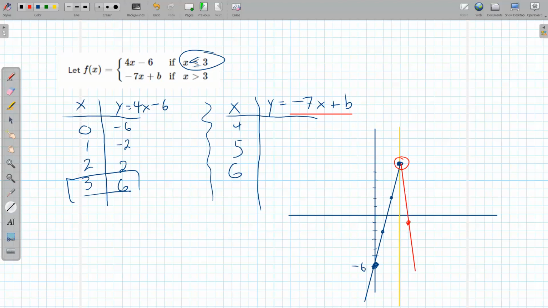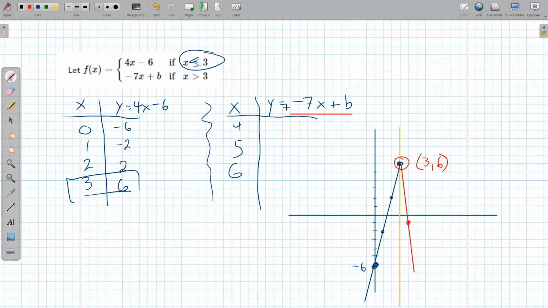All I need to know is what is its y-intercept. And bottom line is, I know it has to pass through that point right there. And that is the point 3, 6. So as long as this part of the function passes through 3, 6, it's going to be continuous because they meet right there.